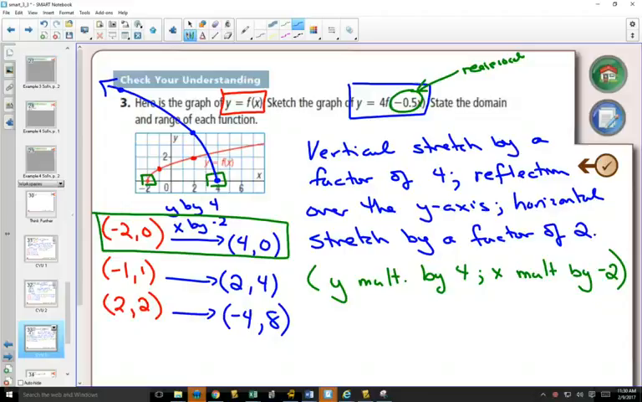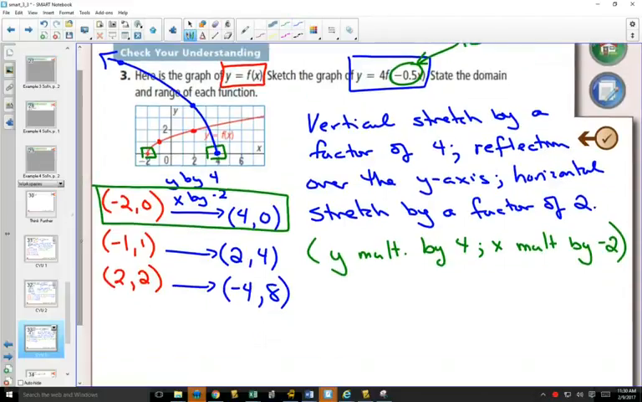State the domain and range of each of these functions. I used set notation last time. I'm going to use interval notation this time. So the domain, well, the smallest value of our original graph was -2, and that value was included, and then it went on forever. So we'd say -2 to infinity. Our range, our smallest value, is 0, and it went up forever. So we'd say 0 to infinity.